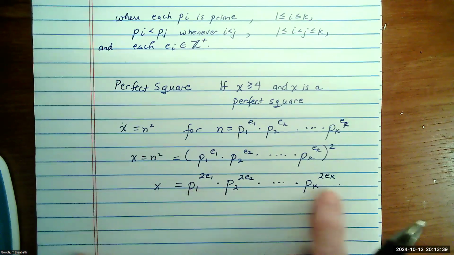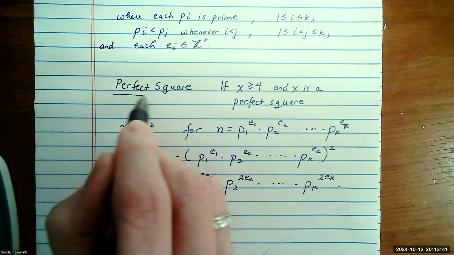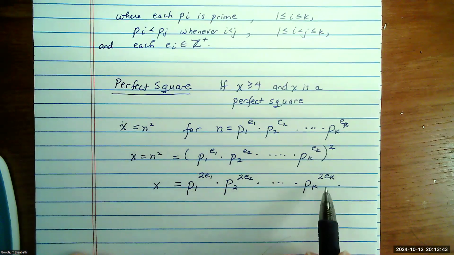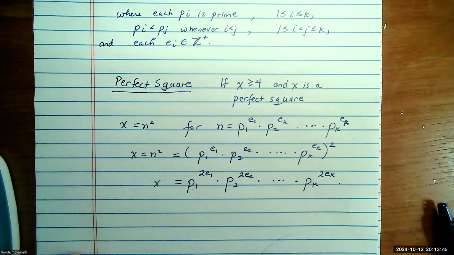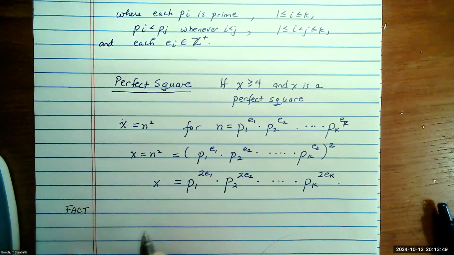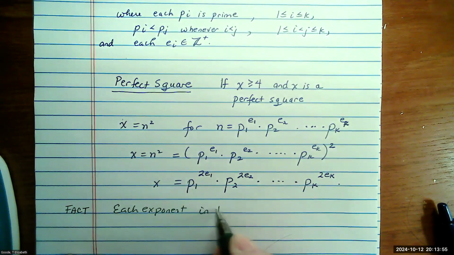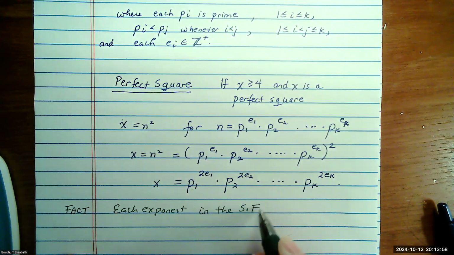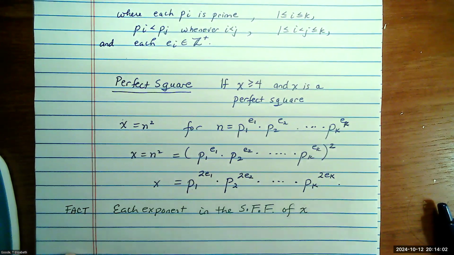That means each one of these exponents is divisible by 2. So that was the fact that we looked at last week. Each exponent in the standard factored form, that's what we call this, of x is divisible by 2.